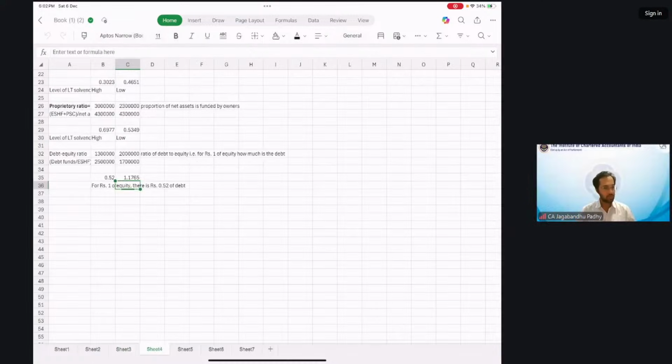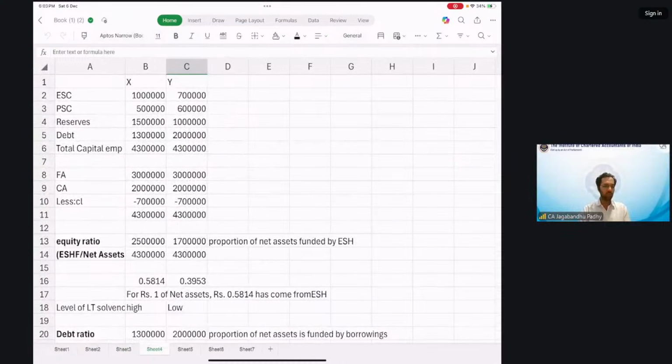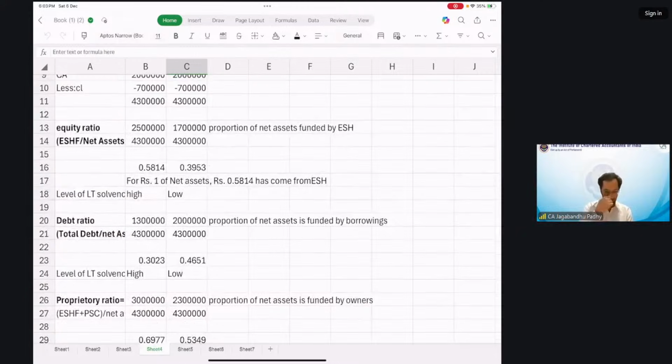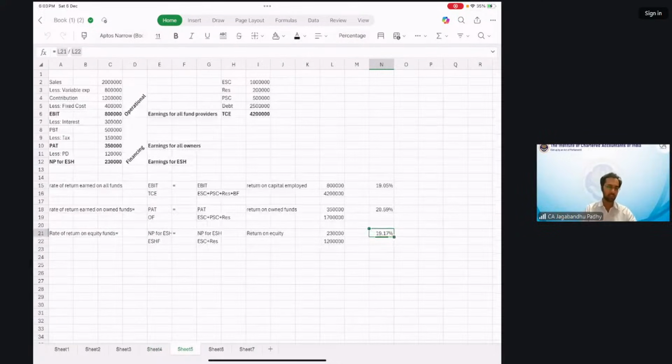Then with regards to the equity ratio, equity shareholders' funds to net assets, it gives you the proportion of net assets funded by equity shareholders. Debt ratio provides us with the proportion of net assets funded by debt. Then we have the proprietary ratio, the proportion of net assets funded by owners. And the debt equity ratio is the ratio of debt to equity. Now, all of these numbers are going to indicate how much long-term solvency a company has.